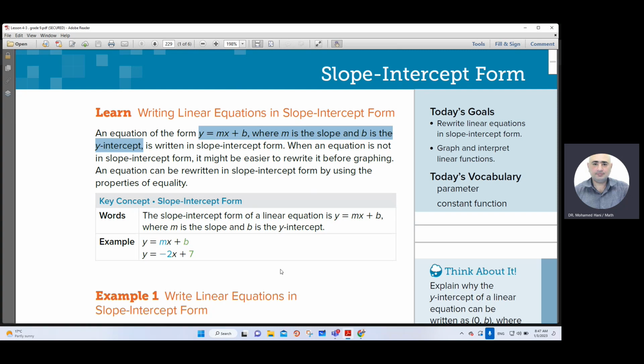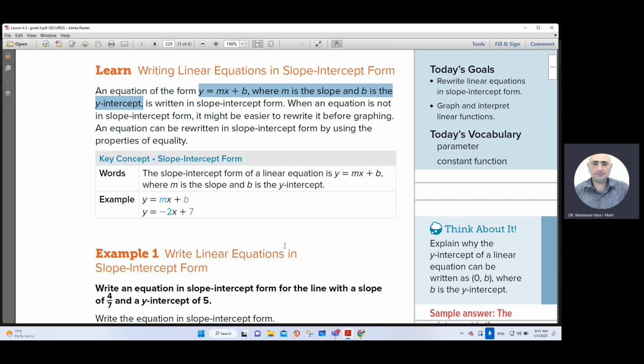Who can tell me what is Y and X? The value on the X axis and the value in the Y axis. And if you have function, X means domain and Y means range. Okay. Fine.